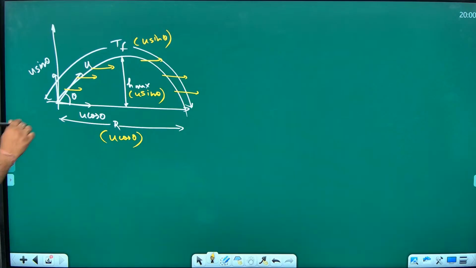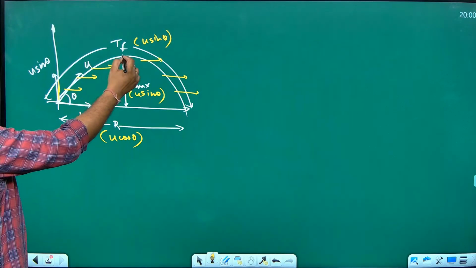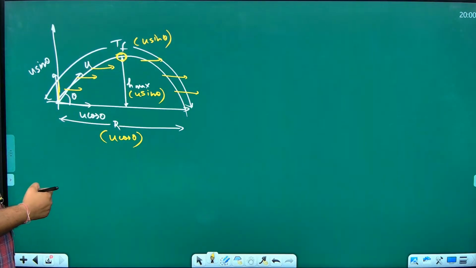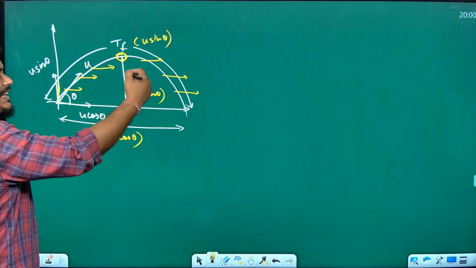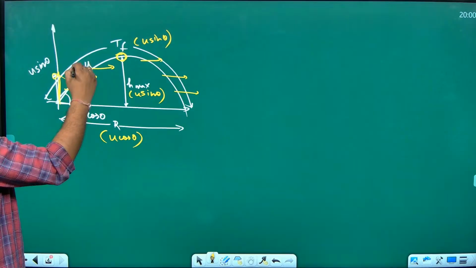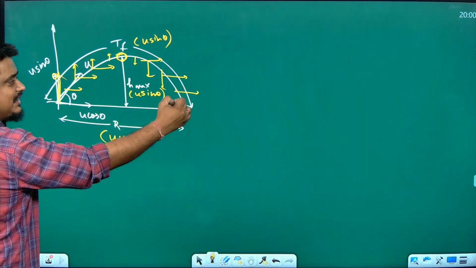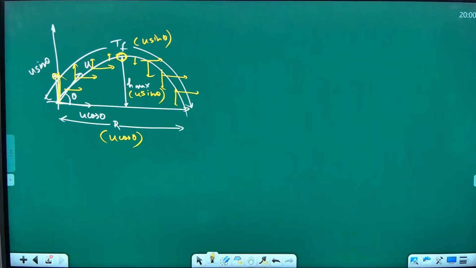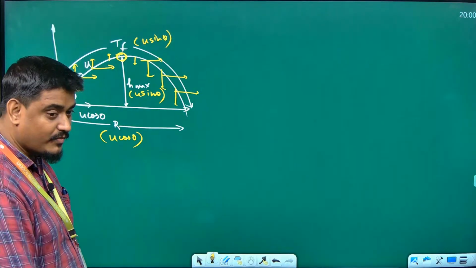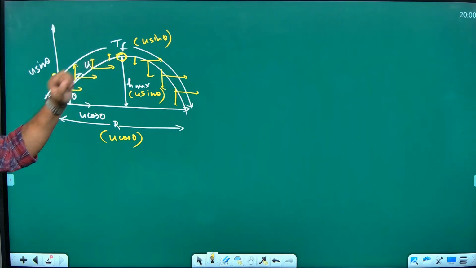U sin theta is reducing, reducing, becoming 0 here. Once again it is increasing. Its direction also is changing. U sin theta like this now, becoming 0, then like this again. Only the vertical component changes. It becomes 0 at the topmost point, no?